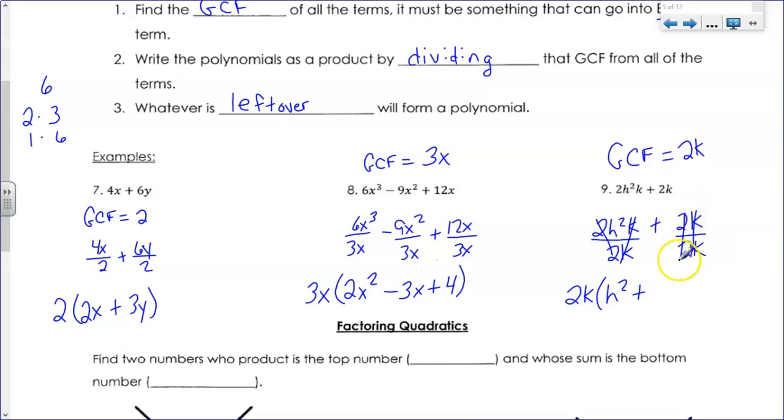What's 2 divided by 2? That's right, 1. So that will leave me, if I multiply it back out, had I forgot this 1, let's look at this. If I'd had 2k times h squared, and I just said, oh, that canceled out, it's gone. Would that give me my original problem? No, it would only give me the first part, so this is not correct.